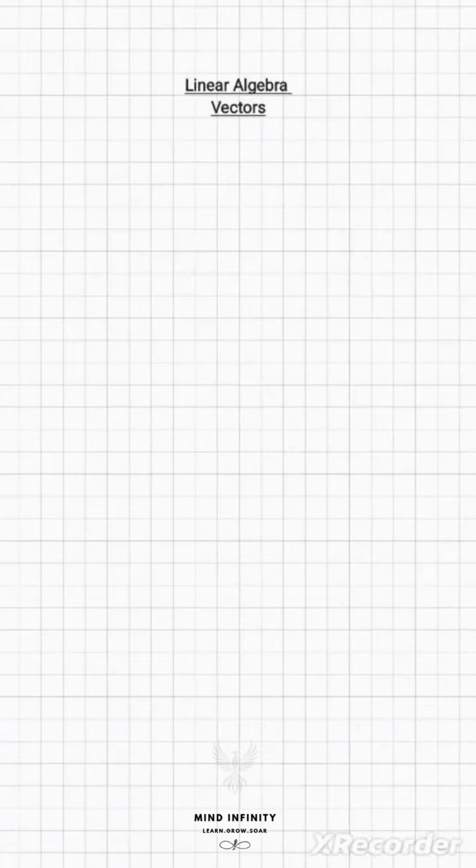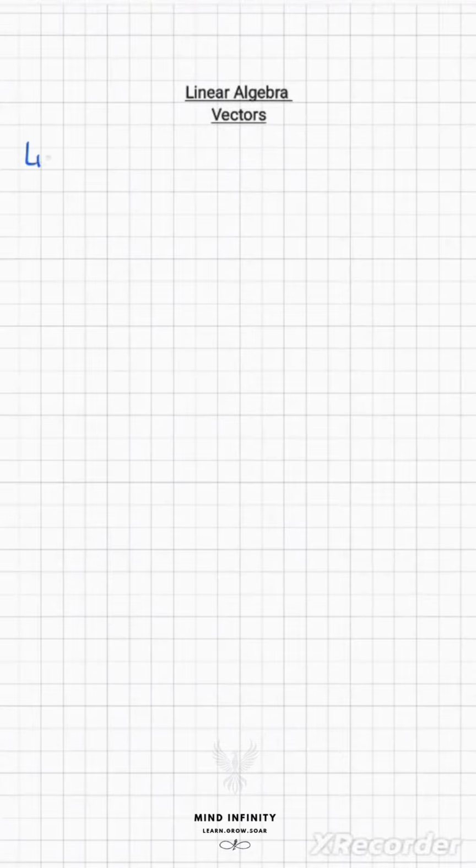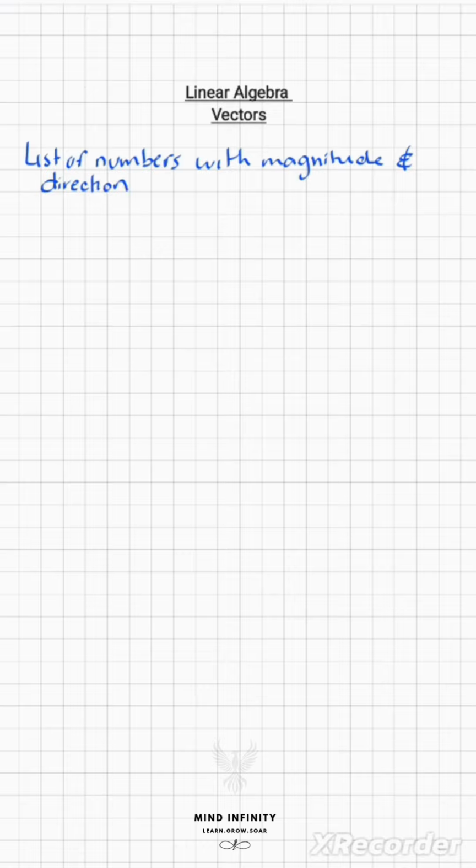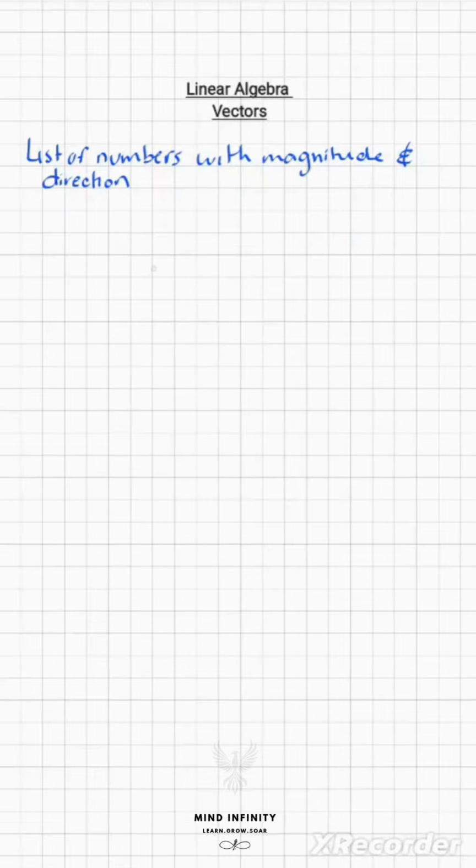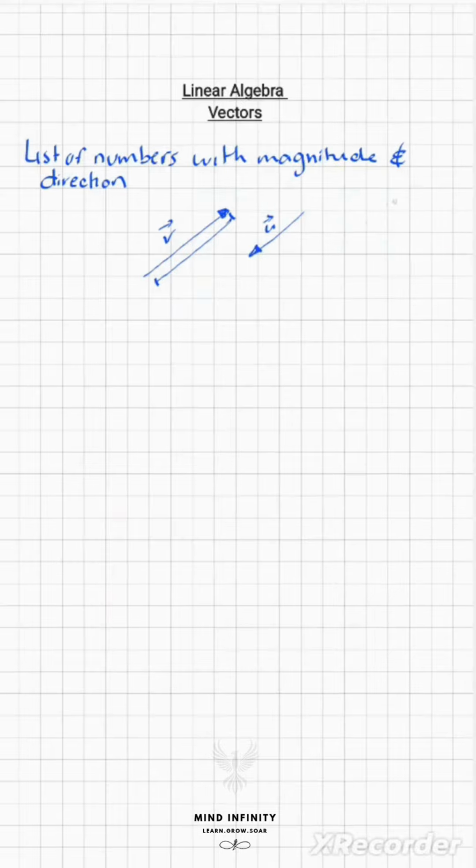Today we'll focus on vectors. A vector is a list of numbers with magnitude and direction. So you can draw the vector, let's say like this. This is vector v, and then you can have another one like this, vector u. So you see this is the length, which is called the magnitude, and it is pointing upward, so that would be like the direction. So these are the drawings, and in a mathematical way it could be written like this.